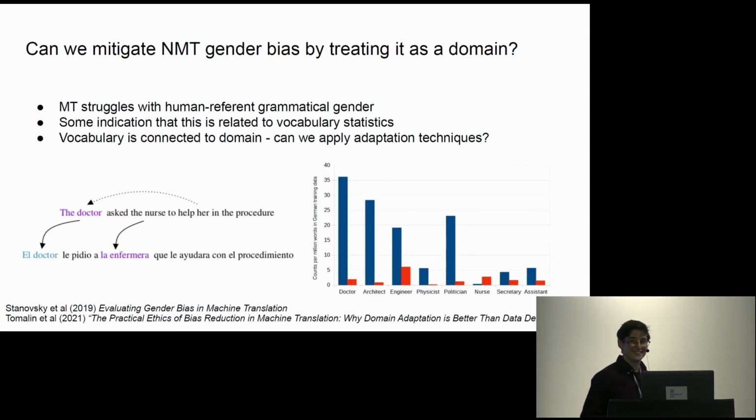Okay, changing tack. This is a case study on various methods I've talked about as applied to gender translation. And we already heard today and yesterday, MT struggles with human referent grammatical gender. There's some indication that that's related to the distribution of human gendered terms in the training data. But either way, it's a vocabulary distribution related behavior. That got me thinking. It's like a vocabulary, that's like a domain. Can we try domain adaptation techniques?